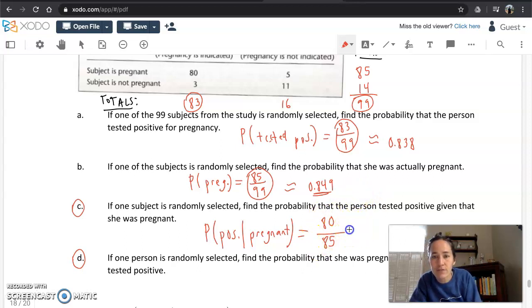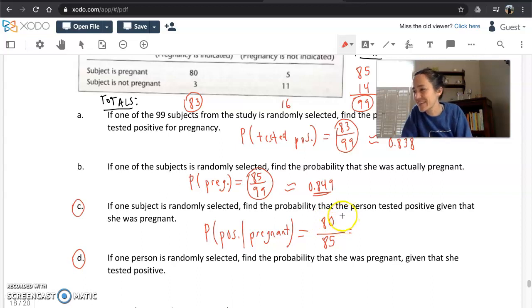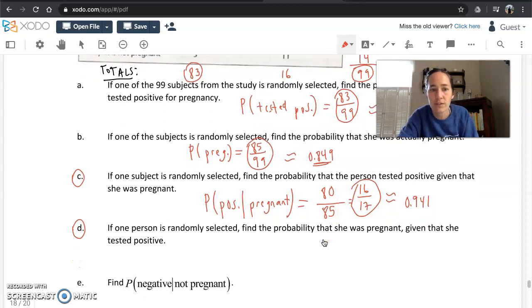80 over 85 is a great answer for that one. And we can make this 80 over 85, that's 16 over 17 when reduced, so that's a better way to leave it. And then as a decimal, we've got 0.941. So a 94% chance the test is doing what the company wants it to do.